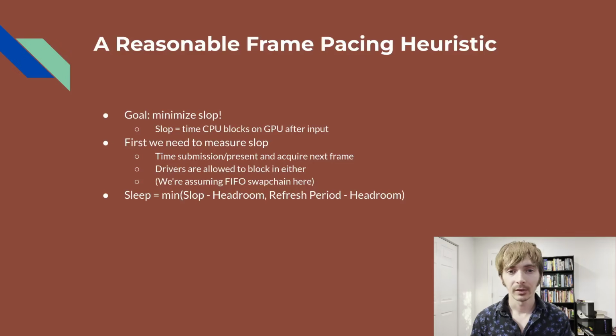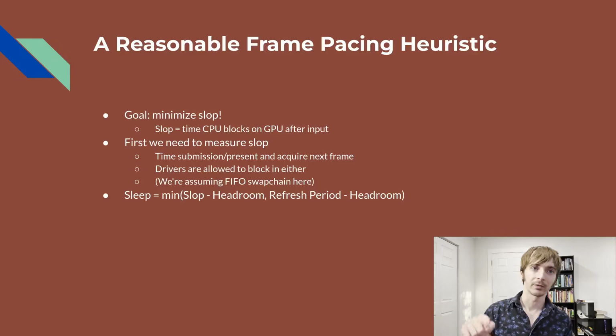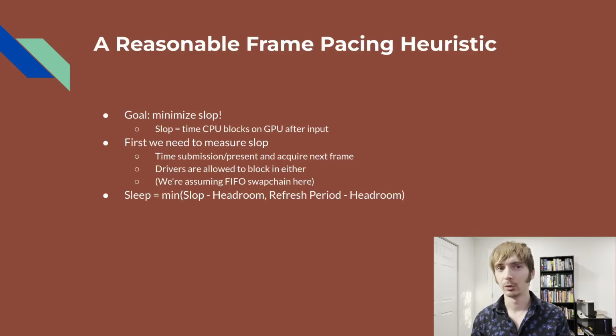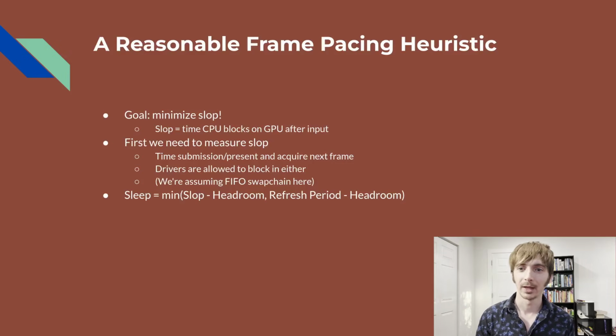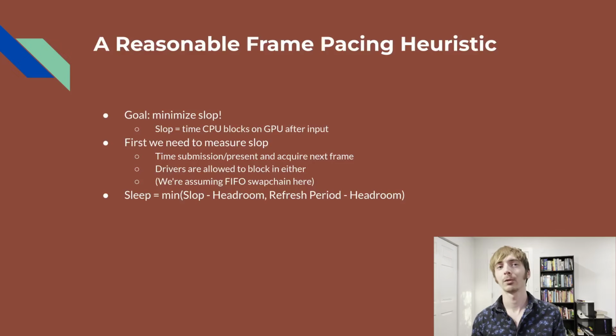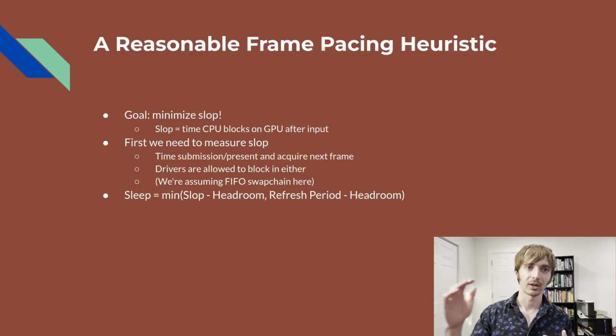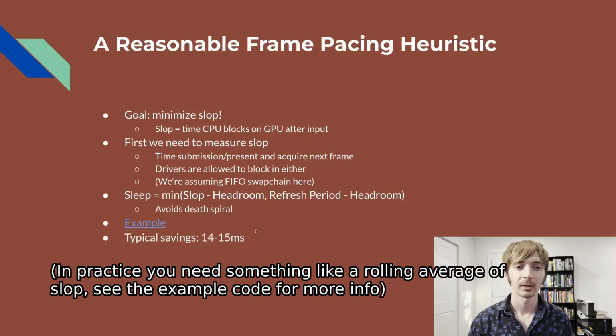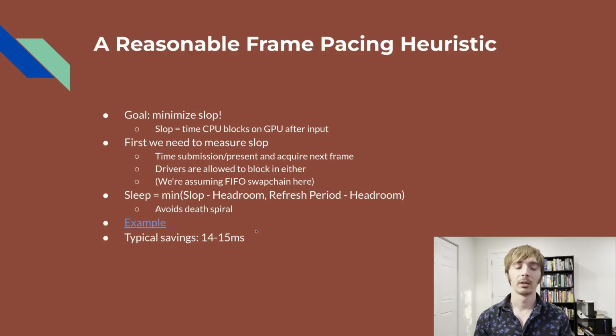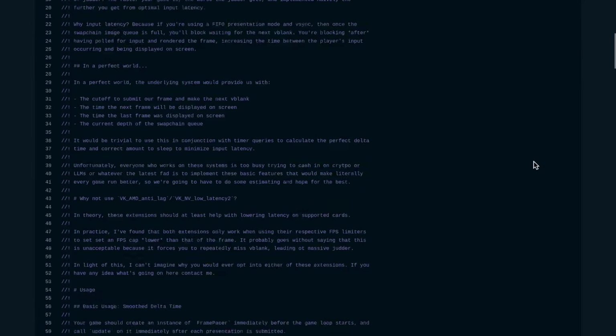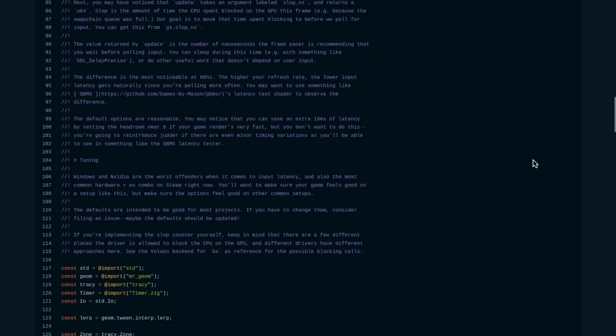And then we're going to calculate sleep as the minimum of slop minus headroom and refresh period minus headroom. The idea being that we need some headroom to avoid a positive feedback loop if we overshoot, and you should never be sleeping more than the refresh period minus that headroom, so that prevents this kind of worst case scenario failure of the heuristic. If we set things up like this, it can decrease the input latency by another 14, 15 milliseconds, accounting for a couple milliseconds of headroom. Another link in the description with some example Vulkan code that does this.